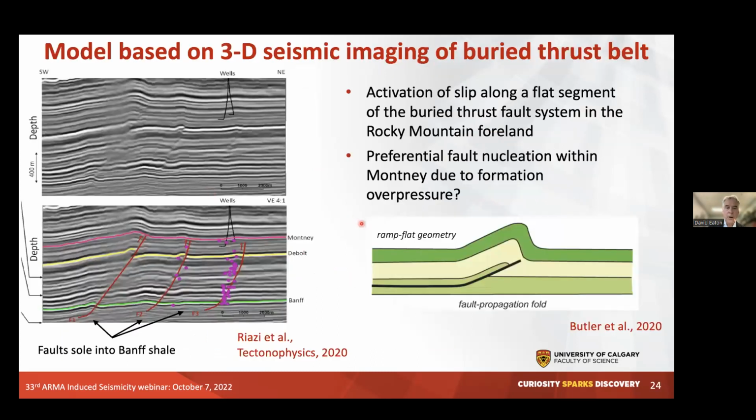So our model for this is that the hydraulic fracturing pressurization led to a slow slip activation in a buried thrust fault system, which is known to exist in this area. This is actually taken from a recent paper where we had 3D seismic data from roughly the same area, and you can see the character of the faults that are shown here. Remember, this is a 4-to-1 vertical exaggeration. It's showing offset on the Debolt marker. This is a fault propagation fold that extends upward into the Montney. These faults are interpreted to sole into the underlying BAMP formation, so it's a ramp flat geometry for the faults.